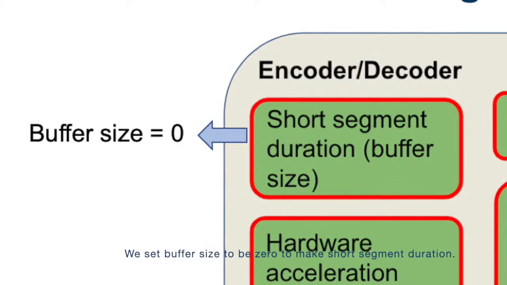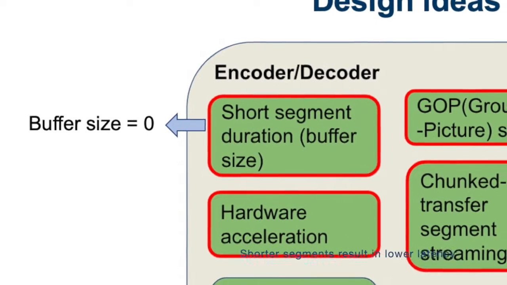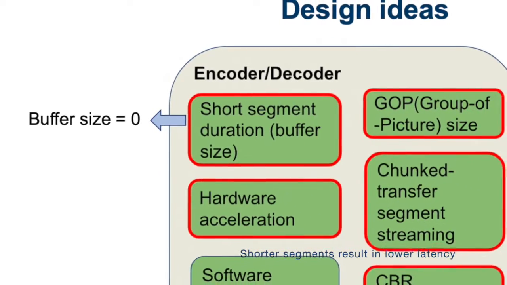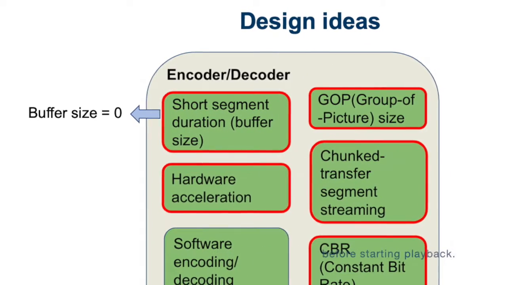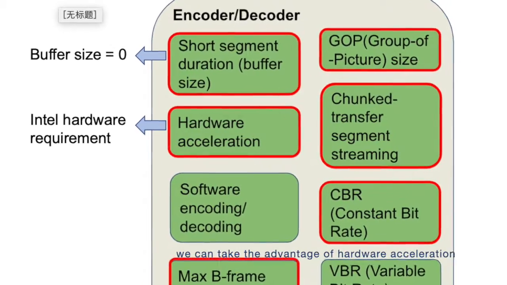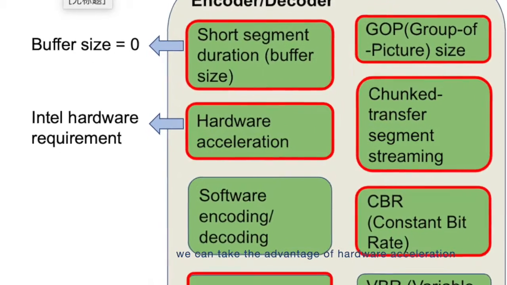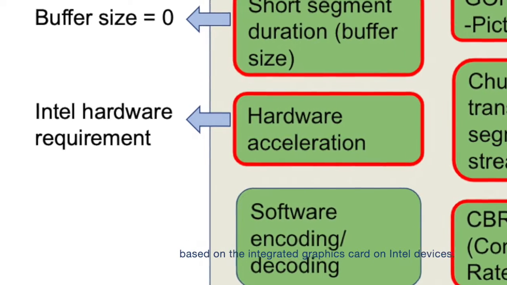We set buffer size to be 0 to make short segment duration. Shorter segments result in lower latency because a number of video segments are stored in buffer before starting playback. Thanks to Intel architecture, we can take advantage of hardware acceleration based on the integrated graphics card on Intel devices.